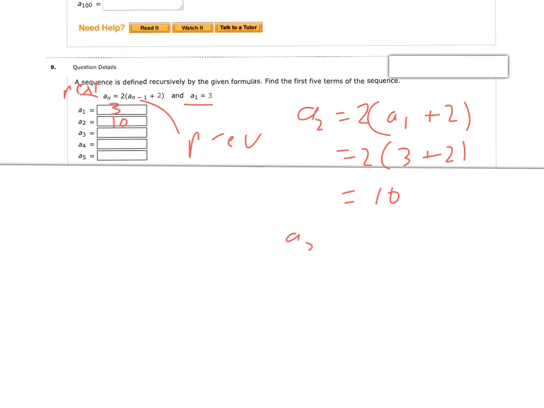And so then for a sub 3, it's 2 times the previous term, which is now a sub 2, plus 2. So that's 2 times 10 plus 2. So you just keep plugging in those answers and moving along my list. So this one is going to be 24. And I'll let you guys figure out the rest.